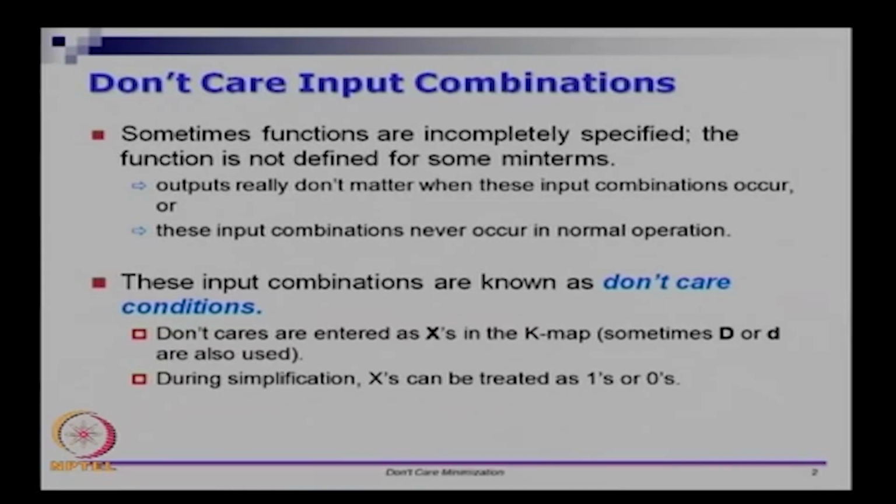The outputs for these are not ones or not zeros. They could be treated as ones or zeros because the output does not matter at all, and such things are marked as x's. When we simplify in the K map, we can either treat them as zeros or we can treat them as ones. So, let us take a small example.